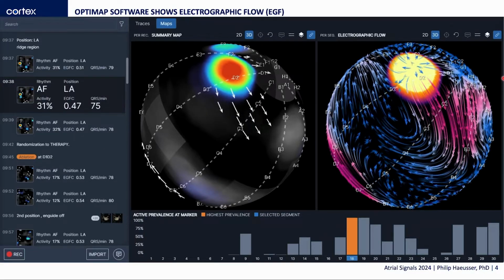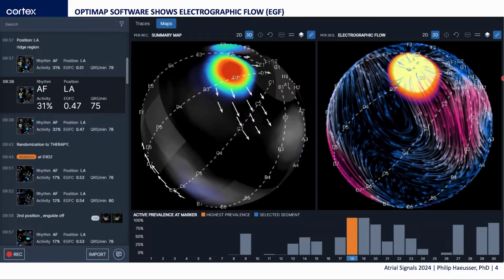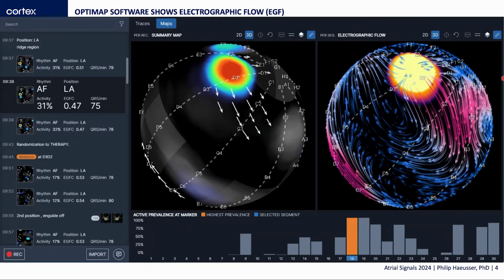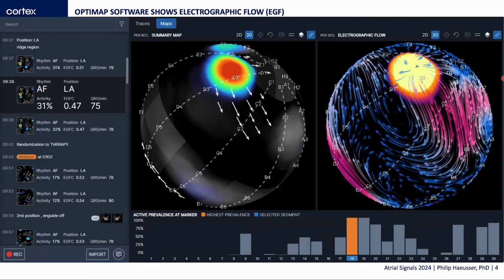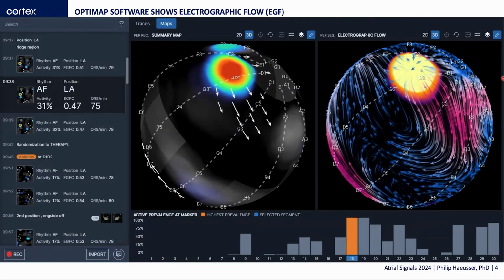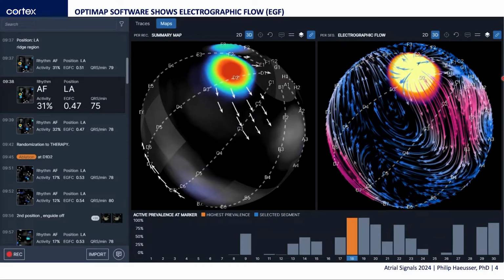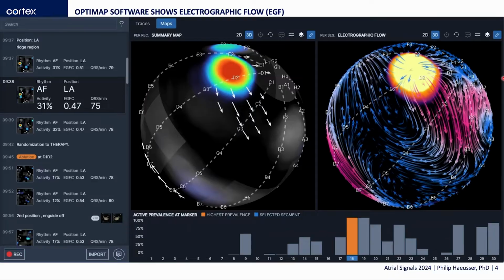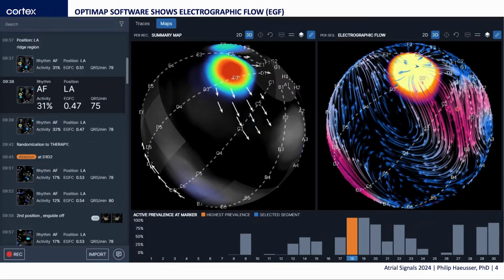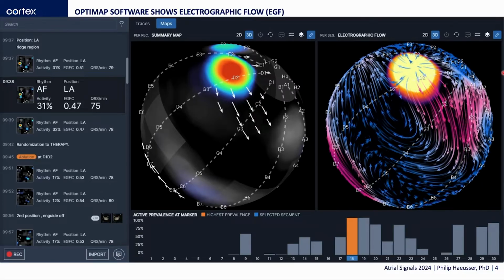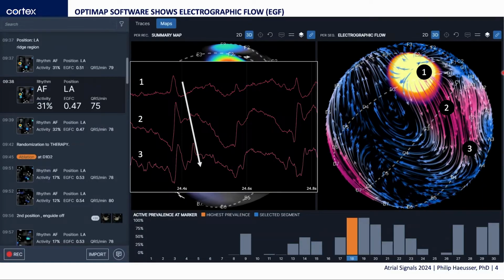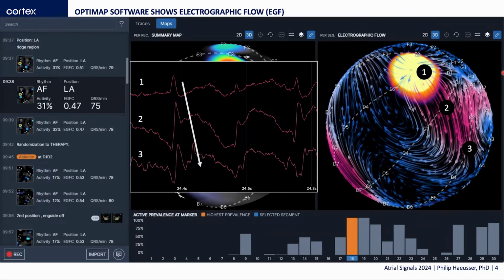When you make a 60-second basket recording, the software breaks it down into 2-second segments. For each segment, we estimate a vector field that models the dominant action potential wavefront propagation. This is what we call electrographic flow, short EGF. And you can see this in the right panel. This is projected onto a 3D basket visualization. So, for example, it shows electrographic flow from electrode 1 to electrode 3.